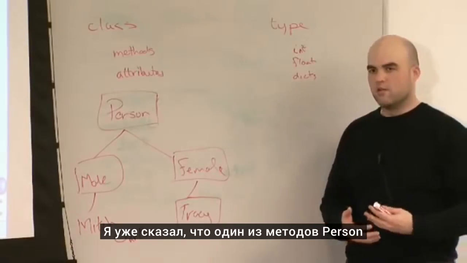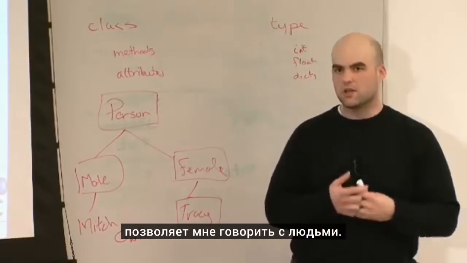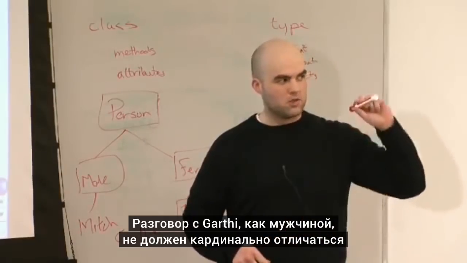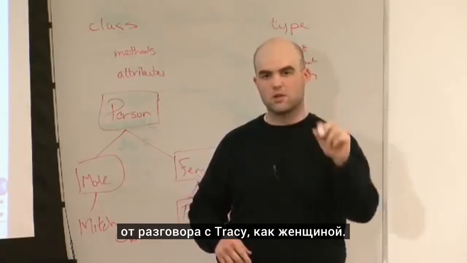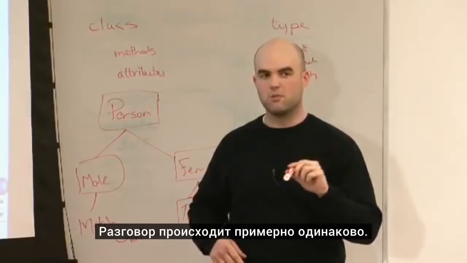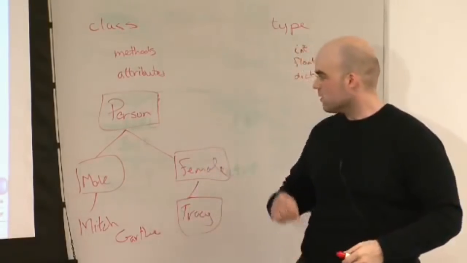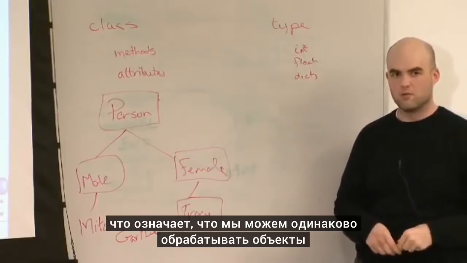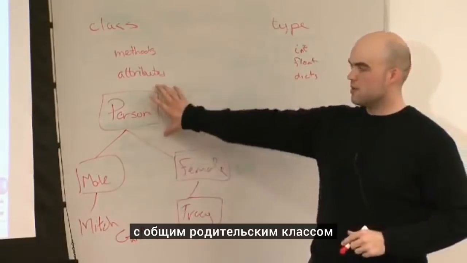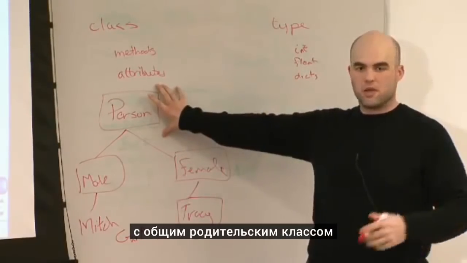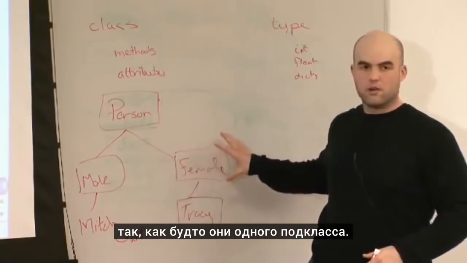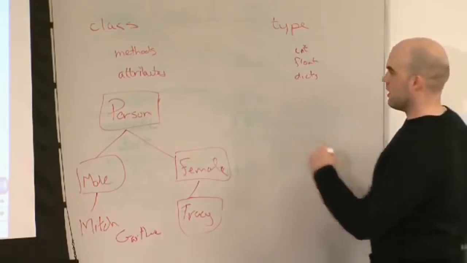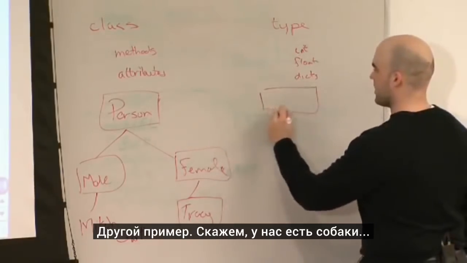Now, the inheritance portion of it is important because I've already said that one of my methods on a person is I can talk to people. I can talk to other people. It shouldn't matter if I'm talking to Garthi as a male versus Tracy as a female. Like, I talk to people basically the same. So that gets into something called polymorphism, which is we treat objects with a common superclass the same as their subclasses.